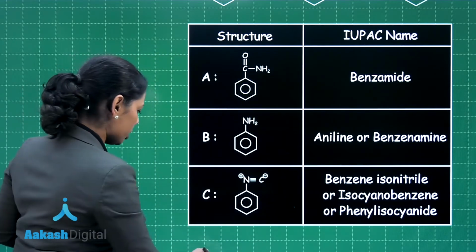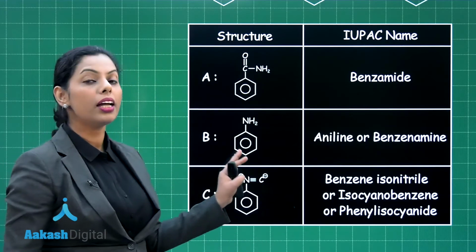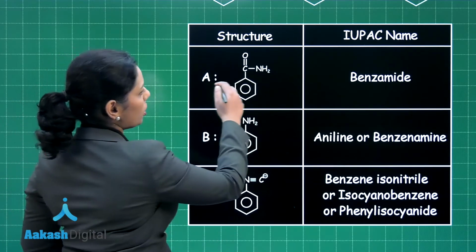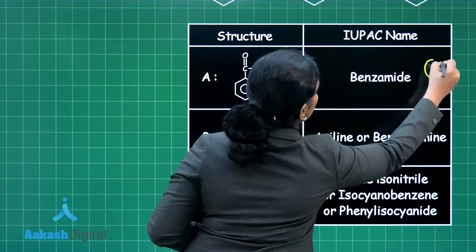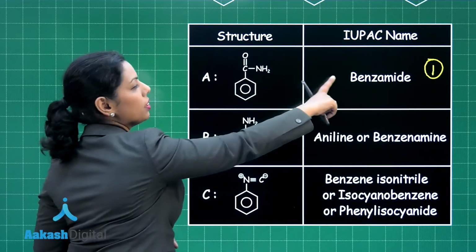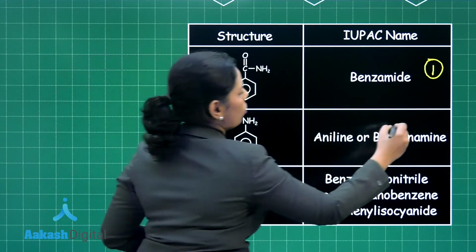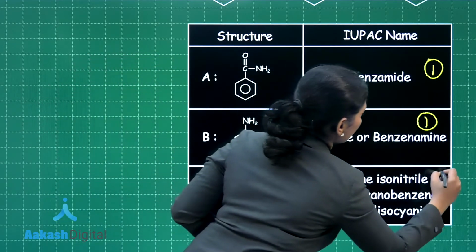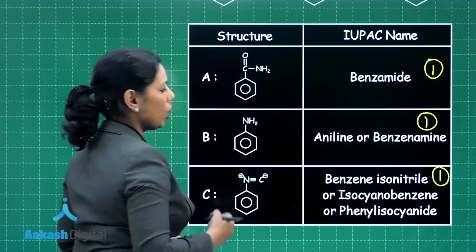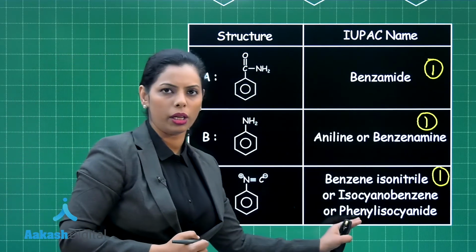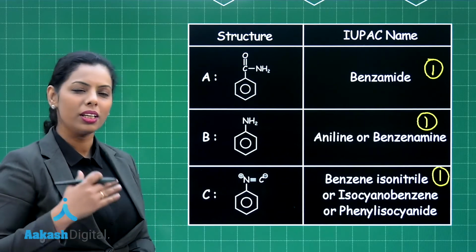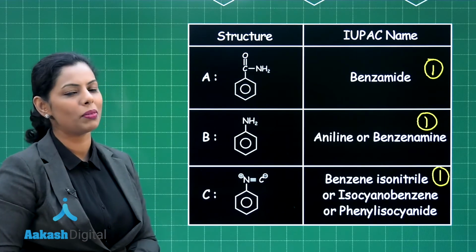The name of each will give you half mark and the structure will give you half mark. It means for this part you will obtain 1 mark for writing the name and drawing the structure. For this part you will obtain 1 mark, and for this also you are going to obtain 1 mark. You should write one of the names among all these, not all the names. I hope this question is clear to you. Now after this it's the turn for question number 23.